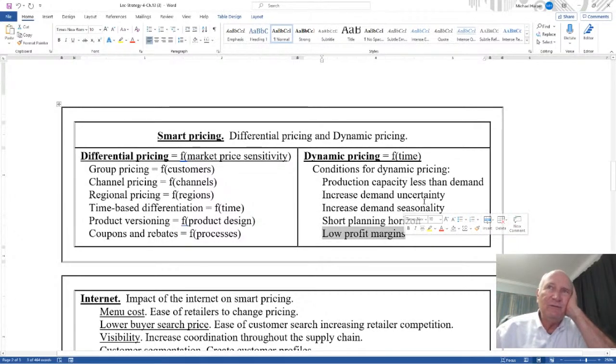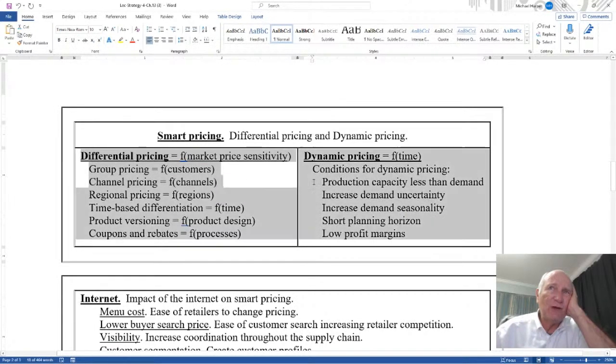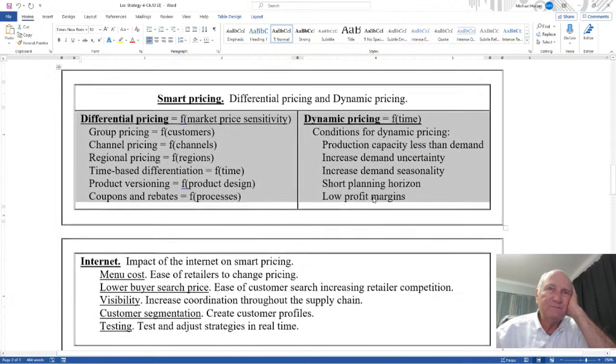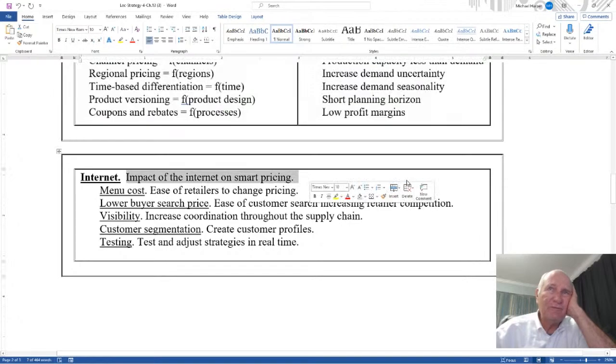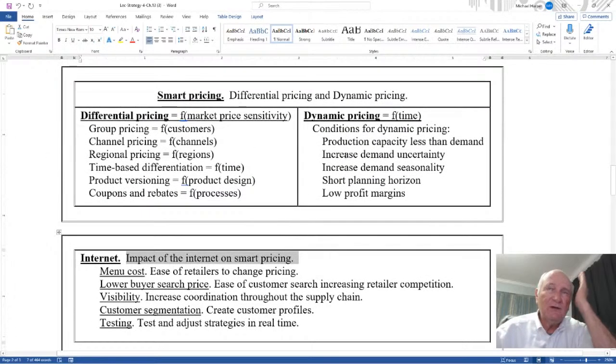So the dynamic pricing is over time. Okay, and so there's all different ways of changing your pricing. Down here, the internet can certainly impact this smart pricing up here over time, because you have more access, faster access, more complete access, and more detailed, granular access to the demand.